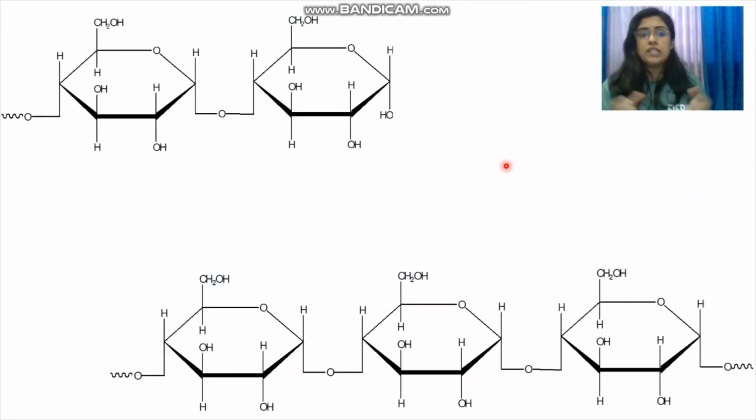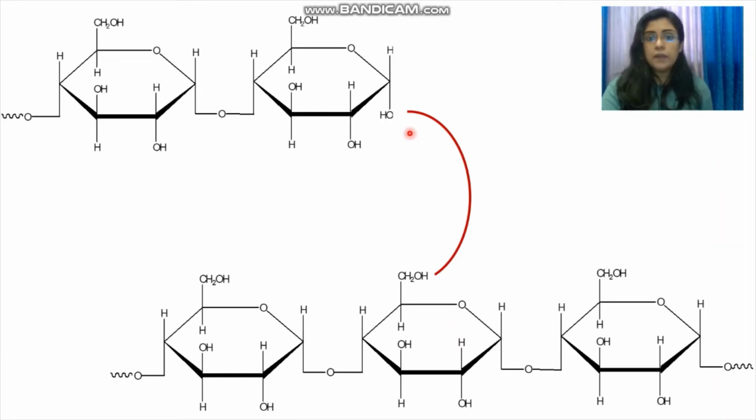Okay. So now let's look into the chemical structure. Here I have drawn two chains of amylose. The first one is an amylose chain which has glucose units joined together by the alpha 1,4 glycosidic linkage. Similarly, we have one more chain at the bottom. This one also is a continuous linear polymer of alpha D-glucose with 1,4 glycosidic linkage. So these are two independent amylose chains.